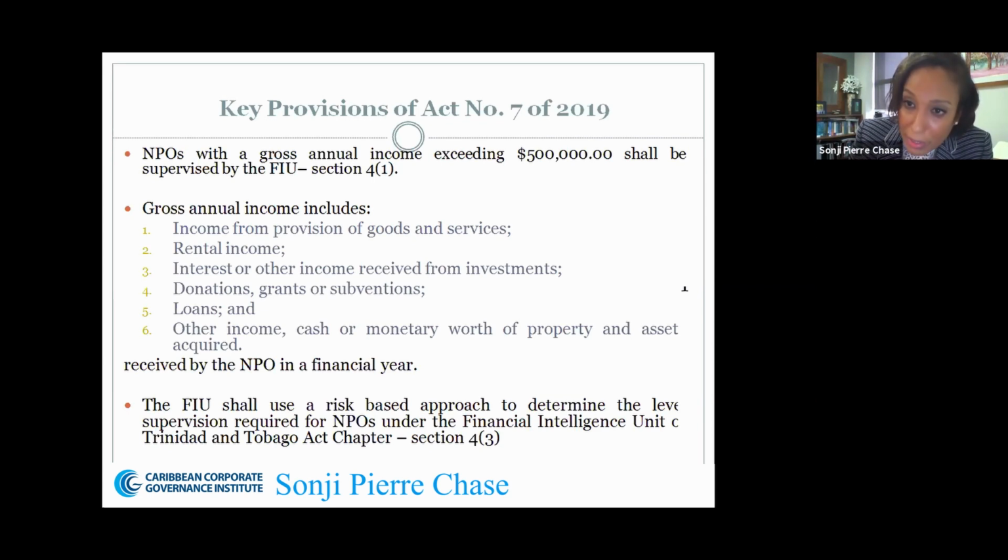So it's the aggregate of all of that which calculates to the $500,000. So you may not be providing any services that you get cash of $500,000, but the amalgamation of all of these things is what they count for the $500,000, right? So if you're below $500,000, then you wouldn't have that supervision, so to speak, under the ambit of the FIU.